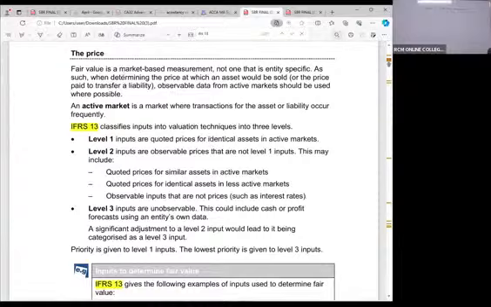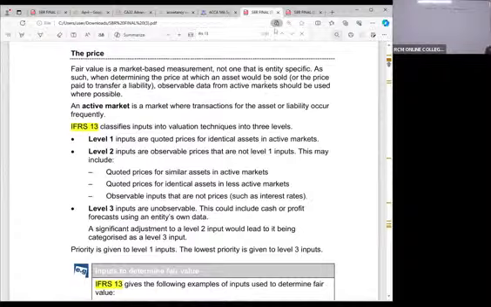As such, when determining the price at which an asset would be sold, or the price paid to transfer a liability, observable data from active markets should be used where possible. Ladies and gentlemen, if you have some data that you can observe associated to similar or identical assets which have been sold at that price, then that price is the one that we shall use, from active markets.